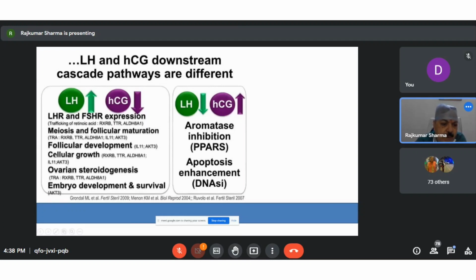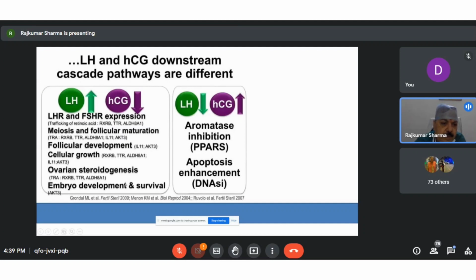The follicle development is better, and the cellular growth, the granulosa cell growth, will be better. Because of that, the estrogenic environment will be better, and ovarian steroidogenesis is better. Because of a better quality oocyte growing in a better estrogenic environment, the embryonic development and the survival of the embryo is better when you give LH. The opposite happens when you give surrogate LH in the form of SCG in the HMG injection. So you'll find these are decreased.